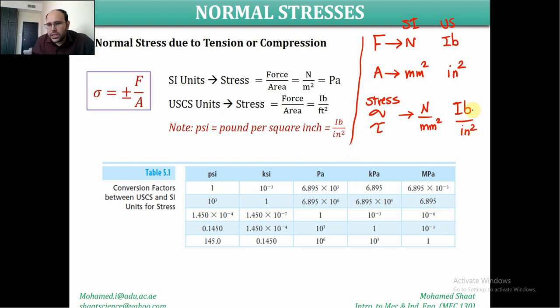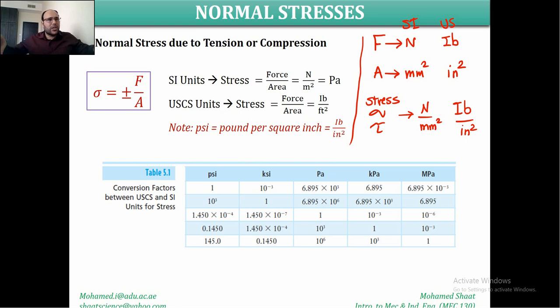Make sense? So this is simply the unit of the stress in the US system and the unit of the stress in the international system. Newton over millimeter square, this is what we conventionally define. How about if you define the area as meter square? Then it will be Newton over meter square. If you define the force as kilonewton, it will be kilonewton over millimeter square or meter square.